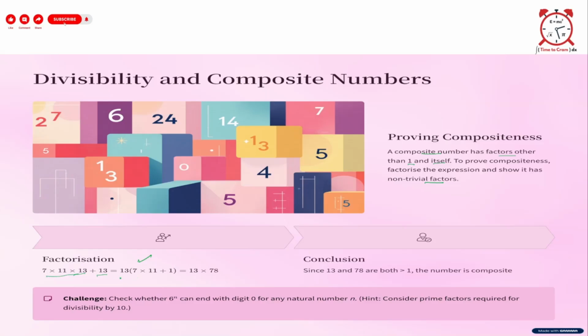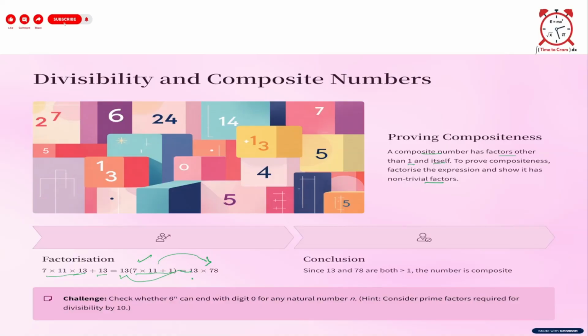So what we will do, we will take out the 13 common from both the numbers. Both the terms have 13 common. Then in the bracket what will remain? 13 into the bracket 7 multiplied by 11 plus 1. So this 13 is there and this is 78.